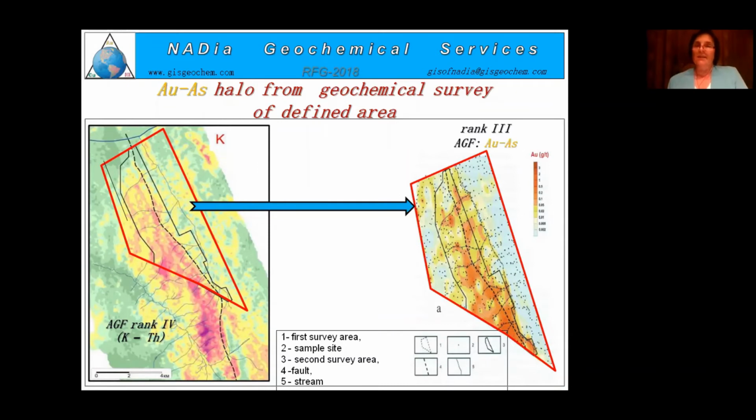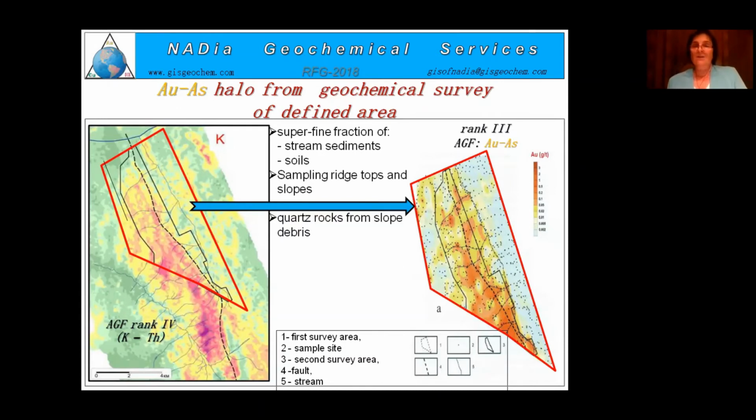which was defined as a gold-arsenic anomalous geochemical field. The sampling was on the superfine fraction of stream sediments and soil. Sampling was on ridge tops and slopes. Some quartz rock from slope debris was taken as well. The area is 55 square kilometers, and sampling was done as defined, 12 samples per square kilometer.